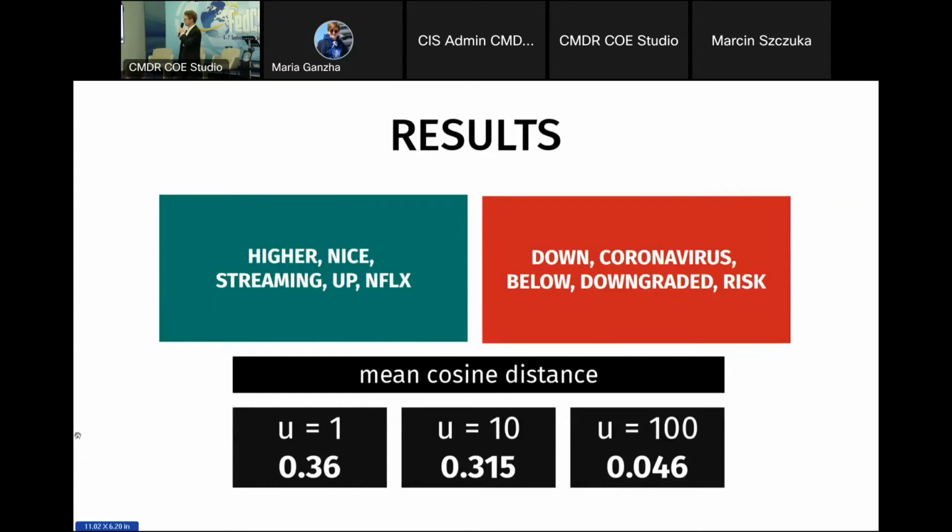And again, we see that if the U is equal to 1, the mean cosine similarity is about 0.36. But as the U grows, again, at the value 10, it gets to 0.31, and at value 100, it gets, again, quite close to 0.